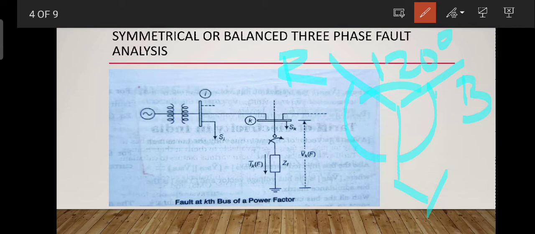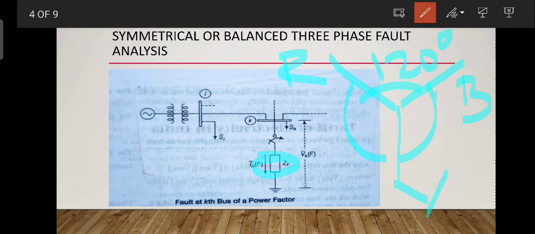A fault in the network is simulated by connecting an impedance in the network. This is our impedance. It is the fault location. And the faulted equivalent network is seen from the fault point. The bus impedance matrix is convenient to use. Later on we will discuss our matrix form of the bus impedance. Okay.